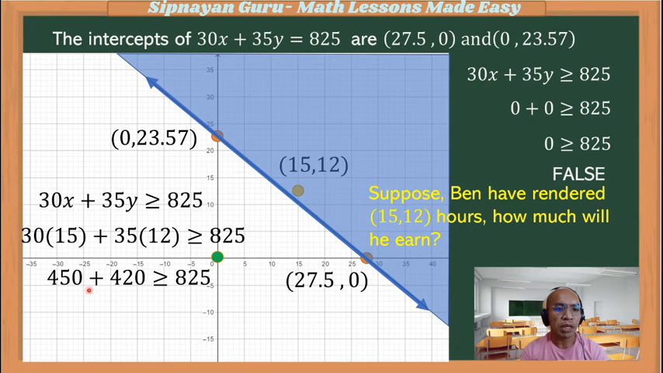30 times 15 is 450. 35 times 12 is 420, is greater than or equal to 825. 450 plus 420 is 870, greater than or equal to 825. So indeed, Ben satisfies the given conditions that he will earn at least 825.